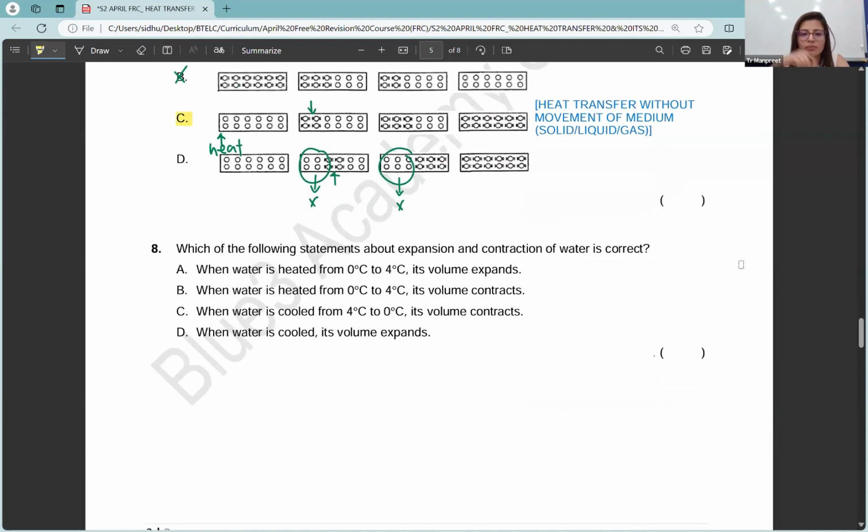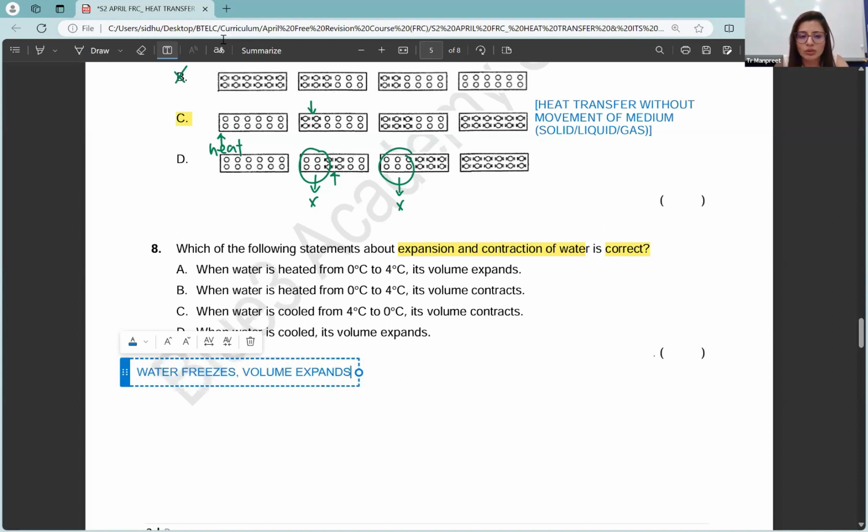Okay, next one. About expansion and contraction of water. Okay, so we went through just now the concept, right? Expansion and contraction of water. We want to know which one is correct. Okay, so let's look at it again. So what do we understand just now? What was our concept? Our concept says very clearly that when water freezes, the volume expands, right?